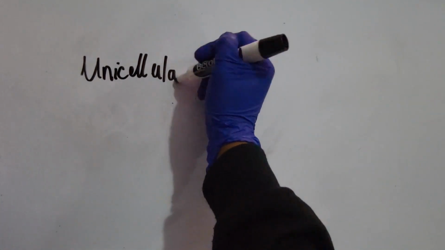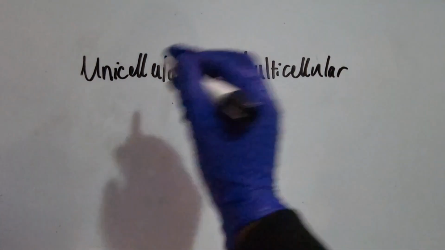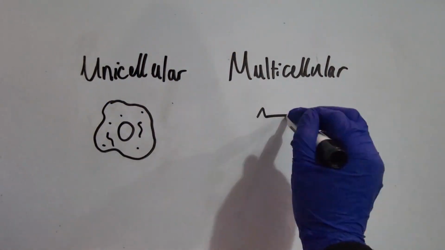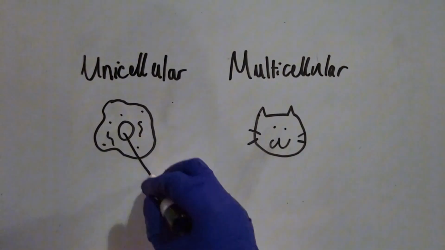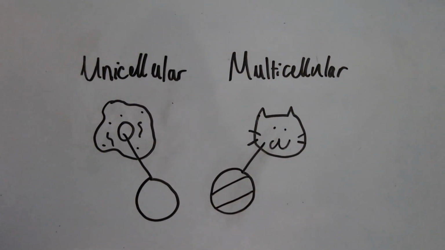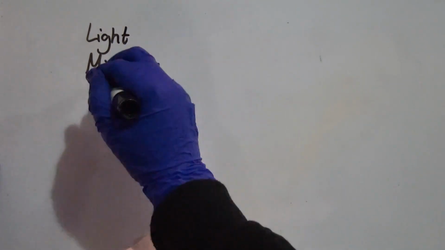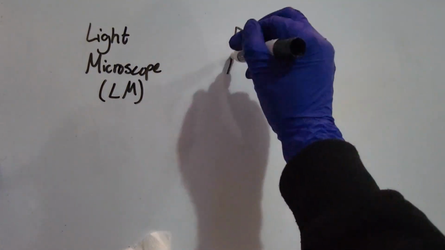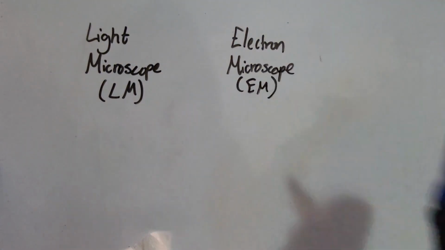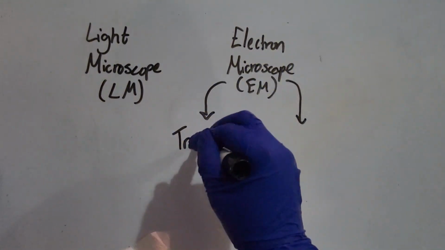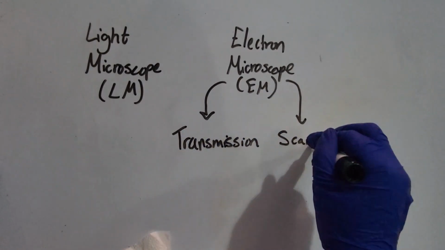Every organism is made of one or more cells, which means that they are either unicellular or multicellular. Microscopes allow you to magnify organisms in order to see details in them that aren't fully visible to the naked eye, things like cells and their organelles. So, from GCSE, you probably already know about light microscopes and electron microscopes, but for A-level biology, you'll need to know the types of electron microscopes, which are transmission electron microscopes and scanning electron microscopes.